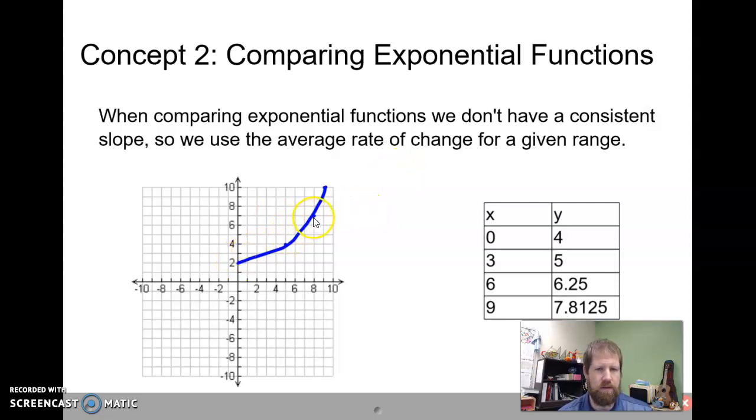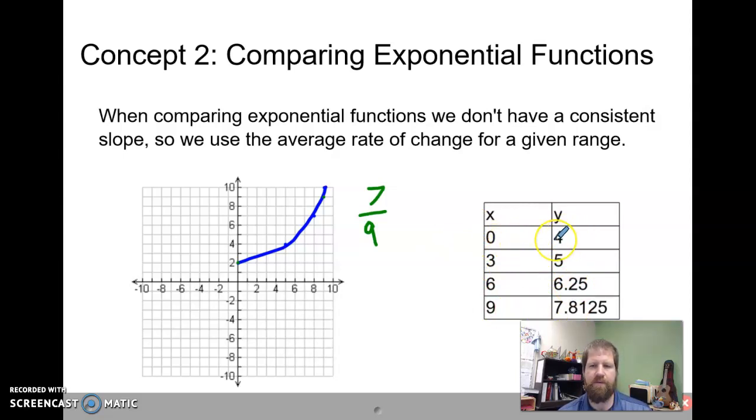So we know that this, say, from here out at, say, this is at 9, we know that's not a straight line back to 0, 2. But to find the average rate of change, we can still do that as if it was, and we can say, okay, this is going to go over 9, or up 7 over 9. So our average rate of change would be a rise of 7 over a run of 9. And that's how we'll compare with this equation.